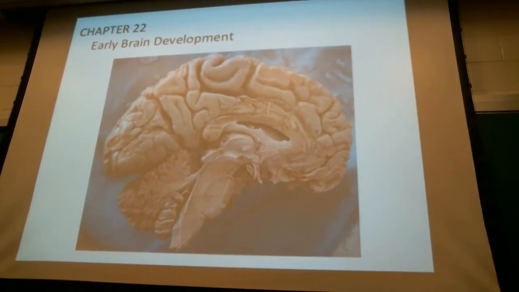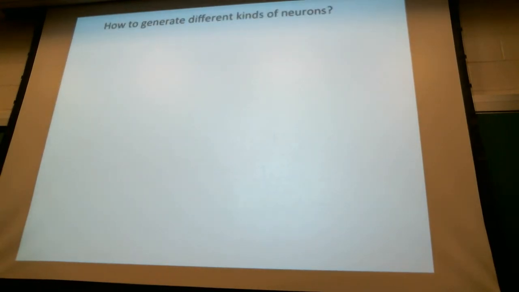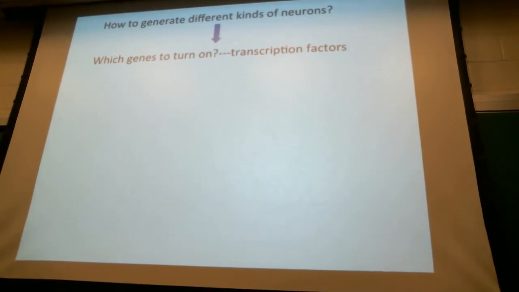So obviously, as you can imagine, there are so many different types of neurons in our brain. So the question is, how to generate so many different types of neurons? And this question can be reframed as which genes to turn on. And we are going to hear a lot about transcription factors.